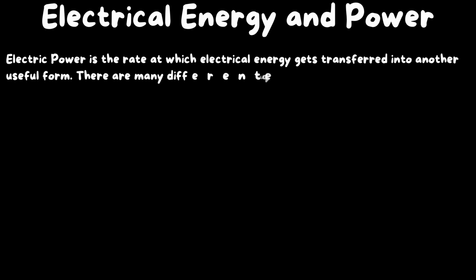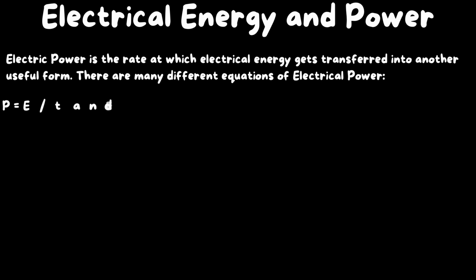Let's talk about electrical energy and power. Electric power is the rate at which electrical energy gets transferred into another useful form, and there are many different equations of electric power. To begin with, power can be written as energy over time, and energy can be written as voltage times charge. Combining these, power equals V times Q over T. So power equals V times I.